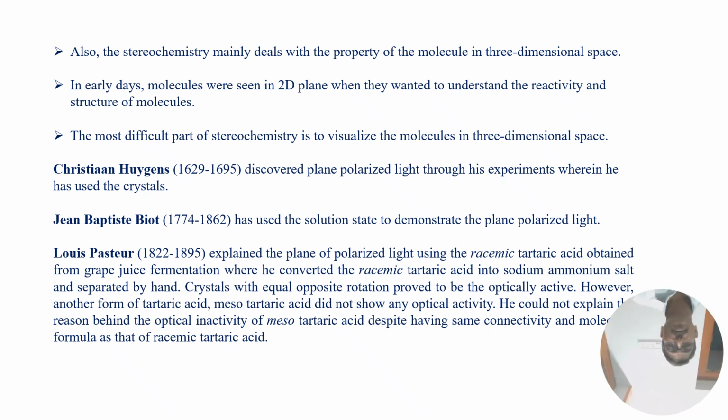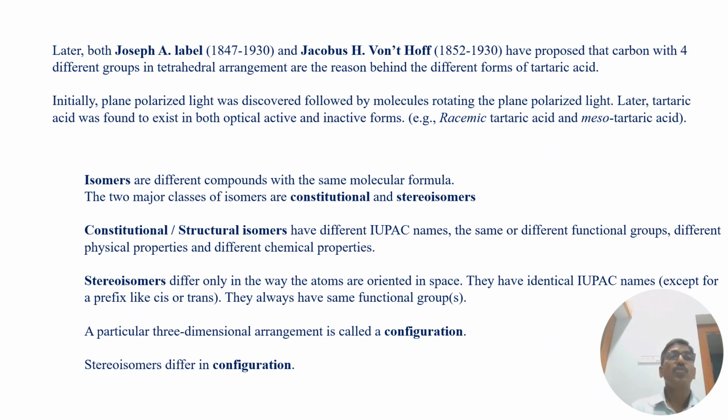And then later, both Joseph A. Le Bel, who lived between 1847 and 1930, and Jacobus van 't Hoff, 1852 to 1911, both living in the same era, proposed that carbon with four different groups in tetrahedral arrangement is the reason behind why the different forms of tartaric acid display optical activity. However, mesotartaric acid could not display any activity.